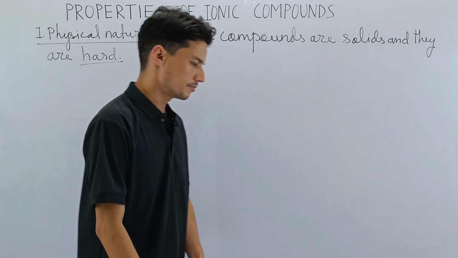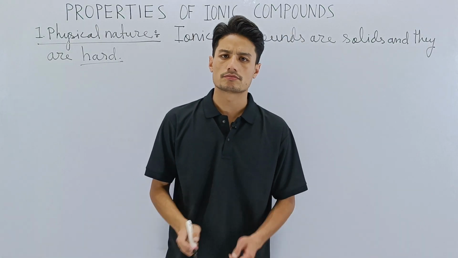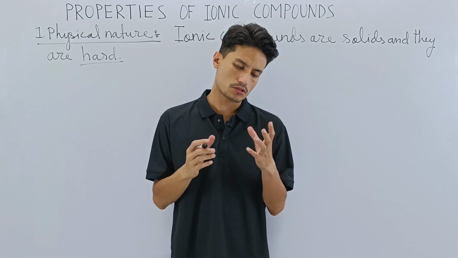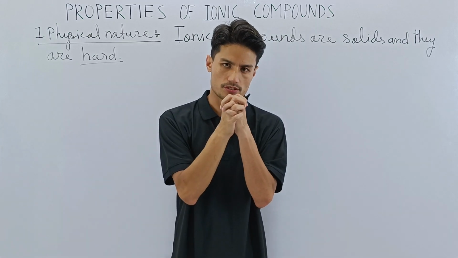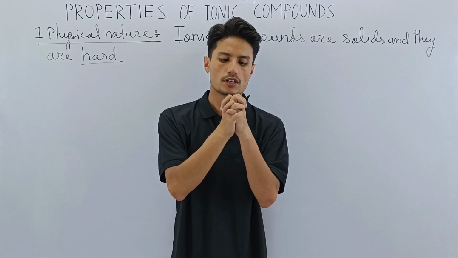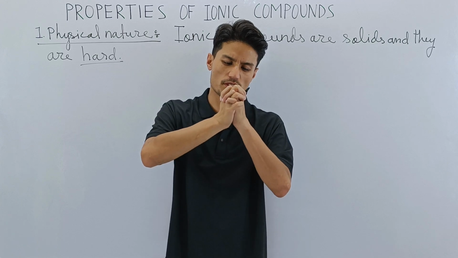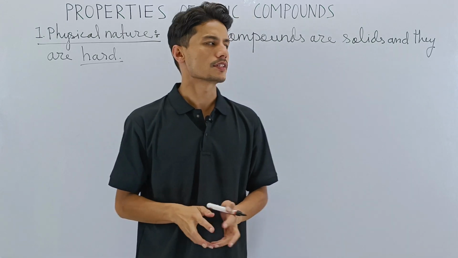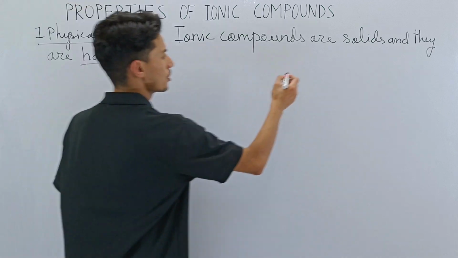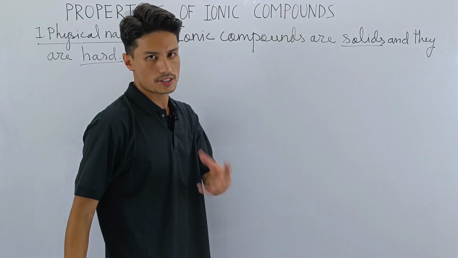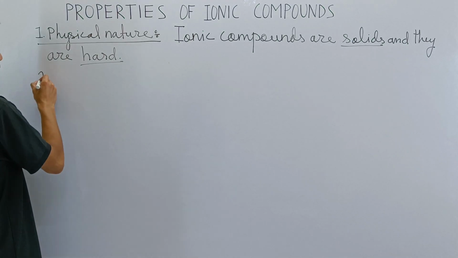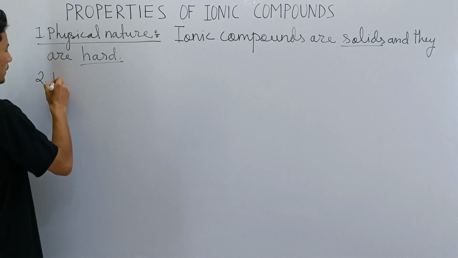Here's a question for you, my dear students. Why are solids hard? What is the answer for this question? Solids are hard because of the rigid structure. Okay, there is no gap between the molecules, between the atoms. So because of their rigid structure, they are hard, okay. So solids are hard, okay. Remember that. So ionic compounds are solids, and since they are solids, they are hard. Okay, that is the first point, physical nature. Then point number 2, we go to melting point.